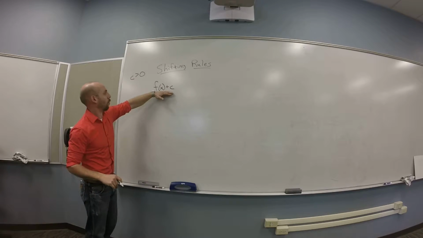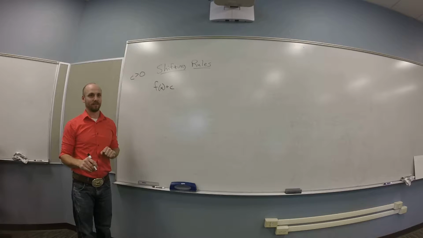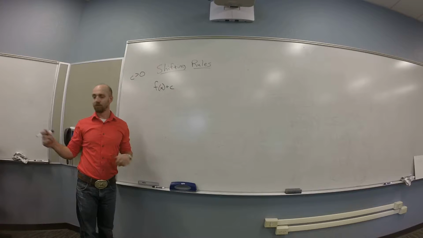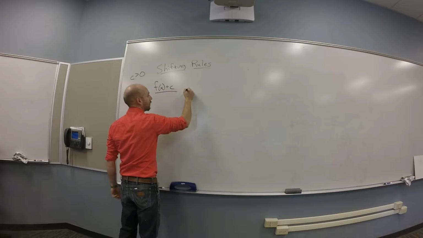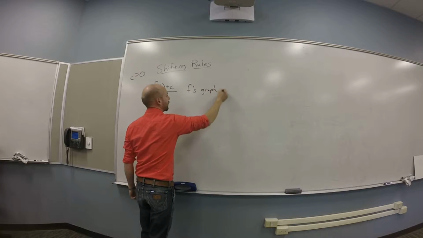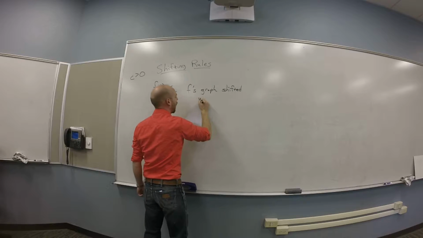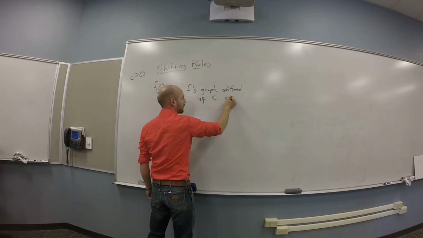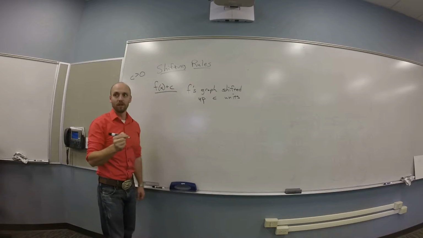So what does this thing's graph look like? Whatever f of x is, shifted up. Good. So this is an upward shift: f's graph shifted up c units. You guys cool with that?